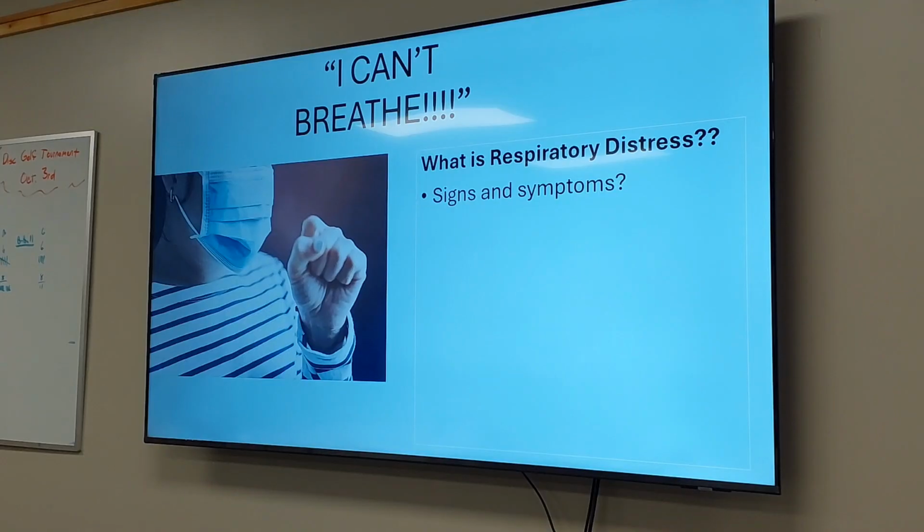So tell me what respiratory distress is. Hard time breathing. Yes, difficulty breathing. Signs and symptoms would be shortness of breath, rapid shallow breathing, they're having a hard time catching their breath, noisy breathing, so wheezing, stridor, bluish coloration of the skin, lips, or fingertips, chest pain or discomfort, sweating, restlessness, anxiety, confusion.